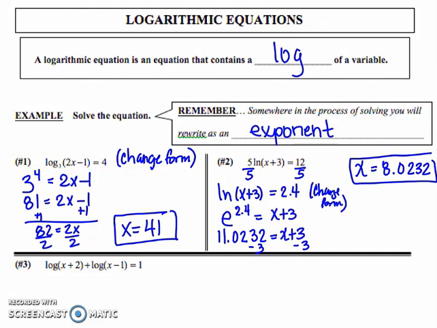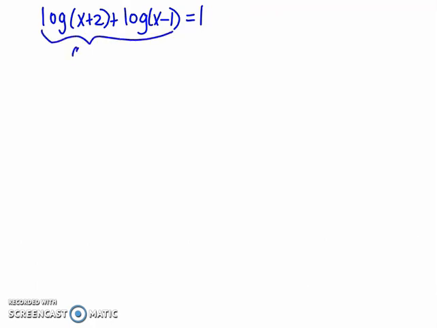My last example, I'm going to need a little bit more space, so I'm going to go ahead and rewrite this problem on another page here. I have log of x plus 2 plus log of x minus 1 equals 1. The first problem with this equation is that I have 2 logs. So I need to condense these 2 logs together. But that's okay because we know our laws of logarithms. 2 logs that are being added will condense to multiplication inside of the log. So this is going to become log of x plus 2 times x minus 1 equals 1.